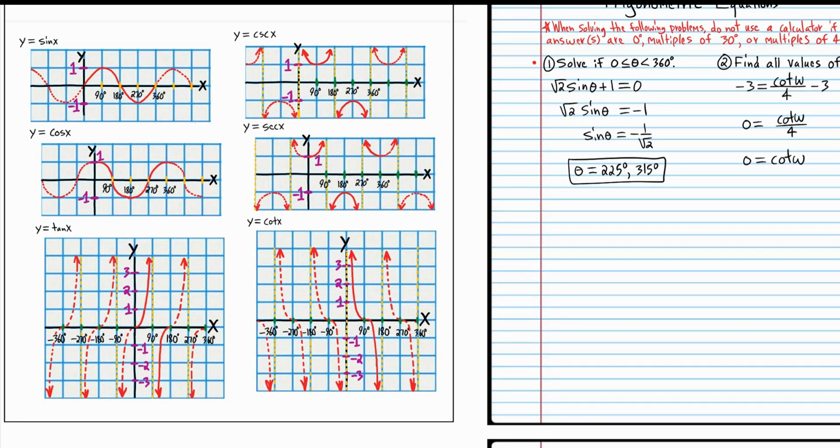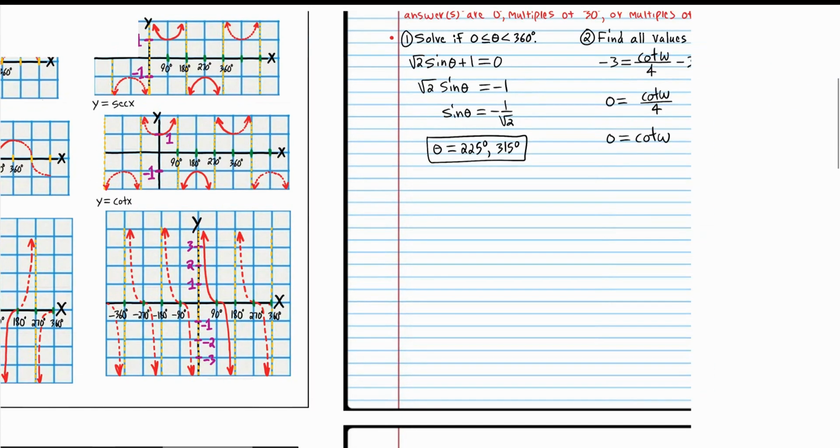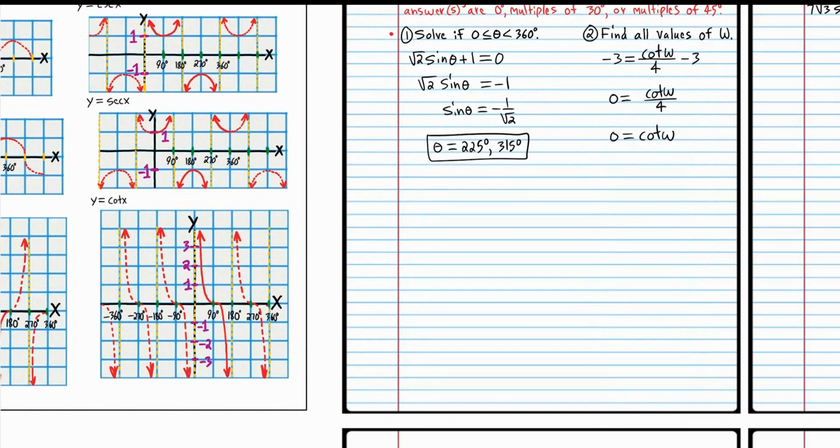We can see the patterns. So we want to know when cotangent is 0. So that means we're looking for all the points on this red curve whose y values are 0. And we can see that 90 degrees and 270 degrees and negative 90 and negative 270 fit that description. And so we look for those corresponding angle measures, which I just mentioned.